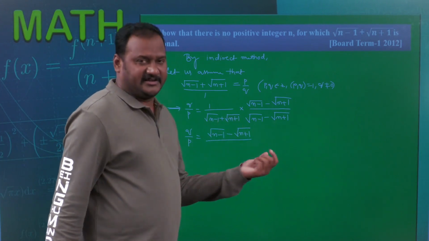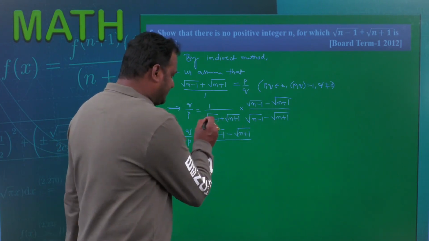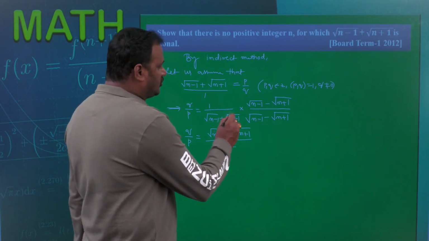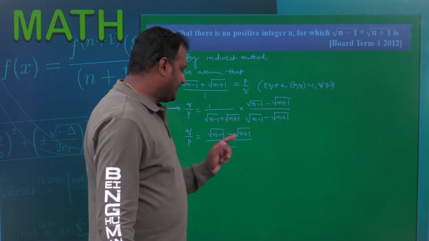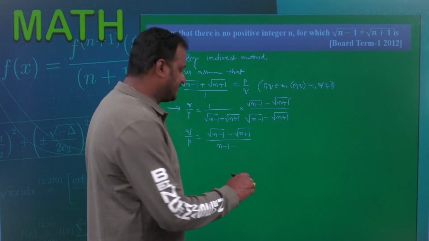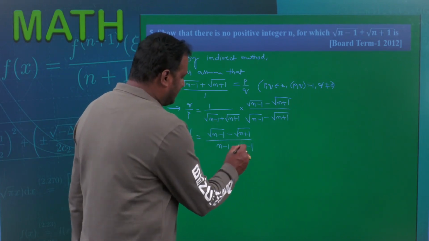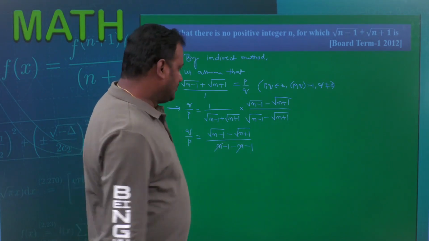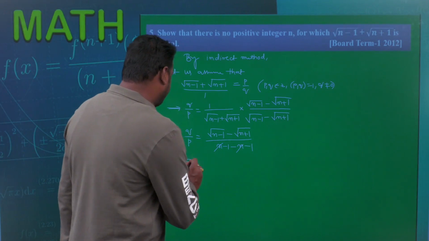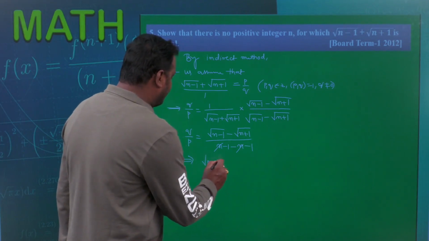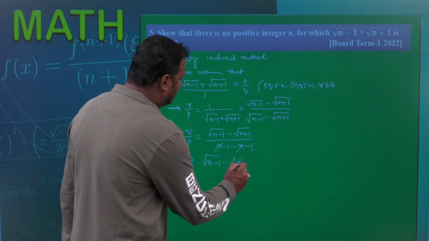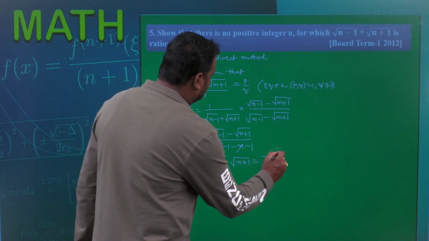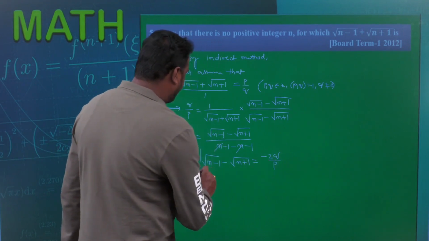a plus b into a minus b, of course a square minus b square. a square is root n minus 1 whole square, which is n minus 1, minus root over n plus 1 whole square, which is n plus 1, but minus is there before. So minus of n plus 1 is minus n minus 1. So minus n plus n cancel. Here minus 1 minus 1 is going to be minus 2. So finally what do I get here? Root over n minus 1 minus root over n plus 1 is equal to minus 2q divided by p.